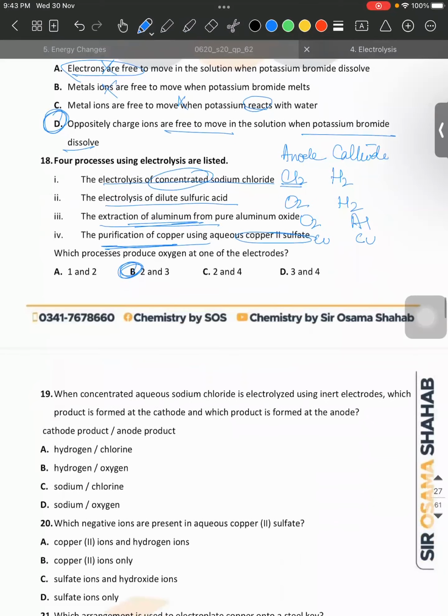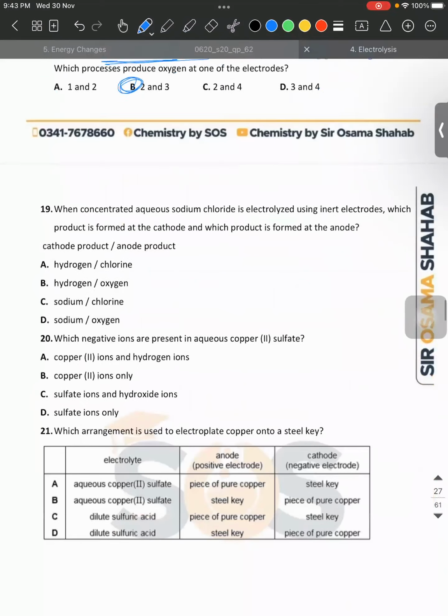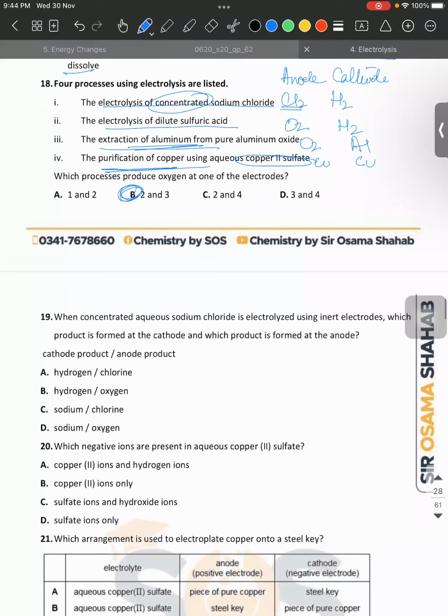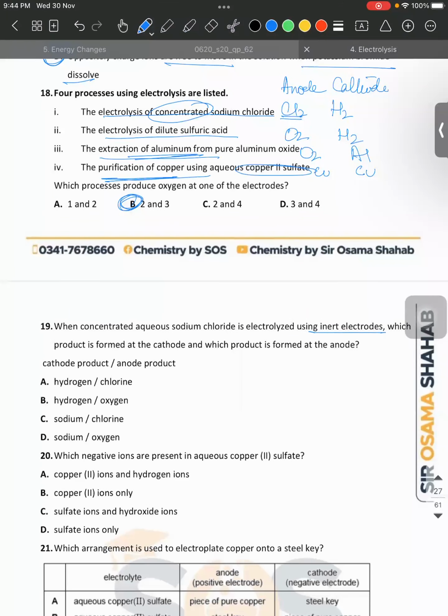Yes, sir. Then these 2 MCQs are as well over here. When concentrated aqueous sodium chloride is electrolyzed using inert electrodes, which product is formed at cathode and which product is formed at anode? कैथोड पे प्रोडक्ट क्या बनेगी, एनोड पे क्या बनेगी? एक्वस सोडियम क्लोराइड है, कंसंट्रेटेड में क्लोरीन और एक्वस सोडियम हाइड्रोक्साइड में हाइड्रोजन. सो कैथोड पे हाइड्रोजन और एनोड पे आपके पास बनेगी क्लोरीन. सो द राइट आंसर विल बी A.